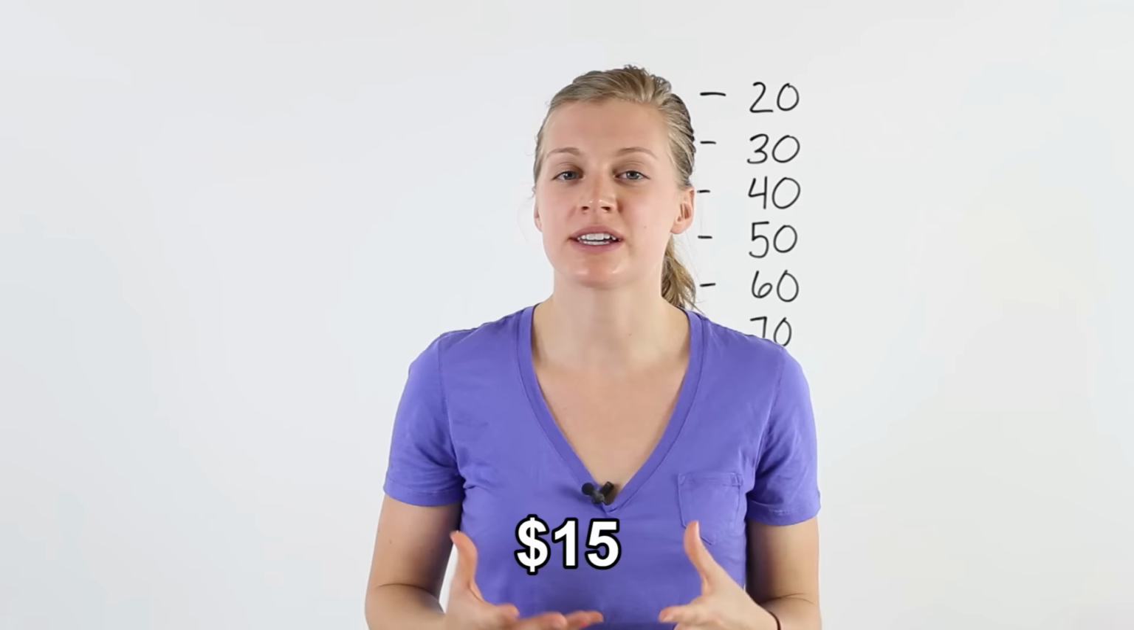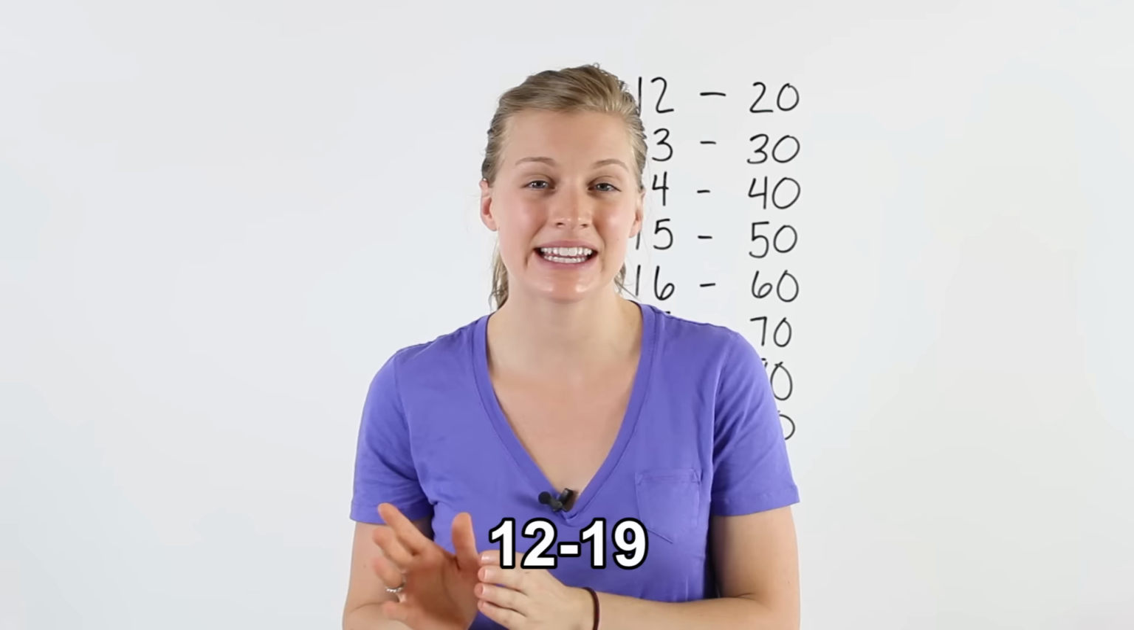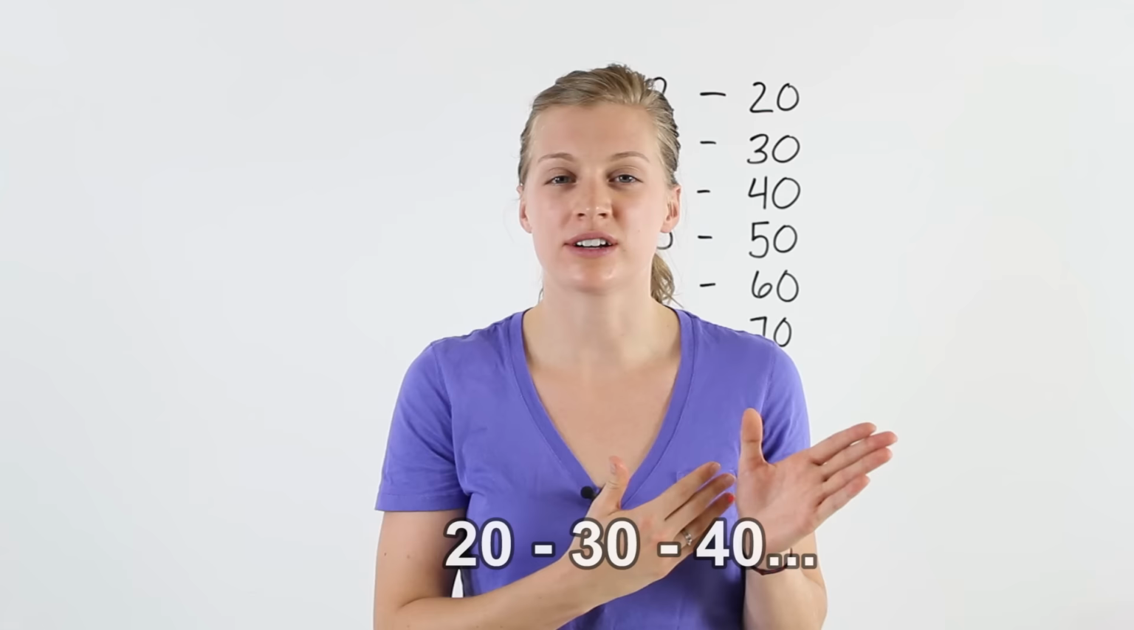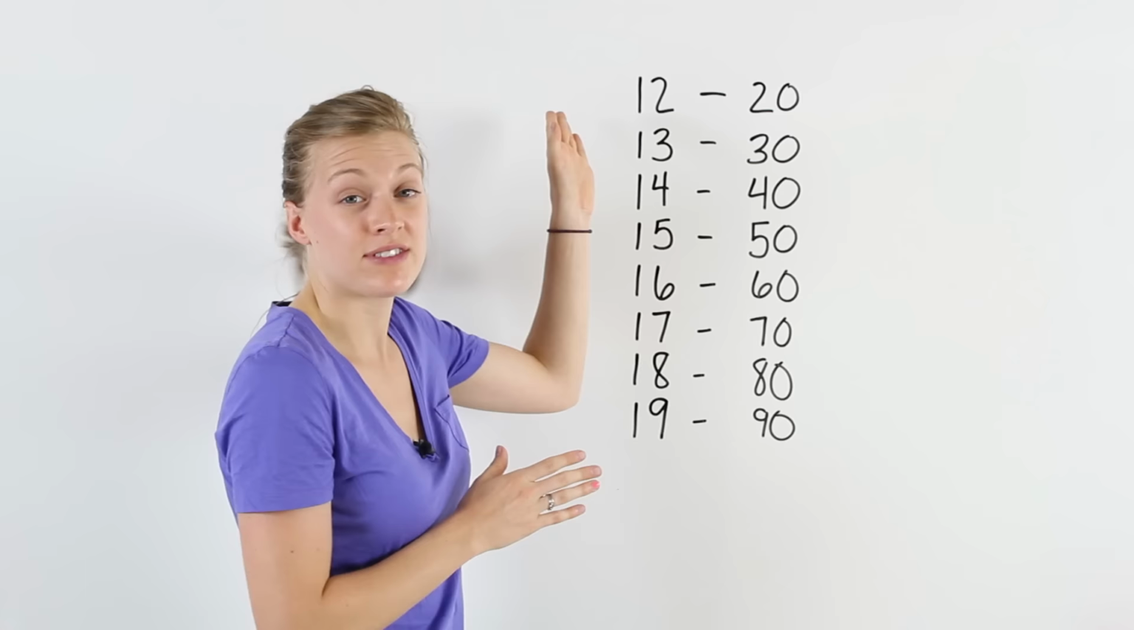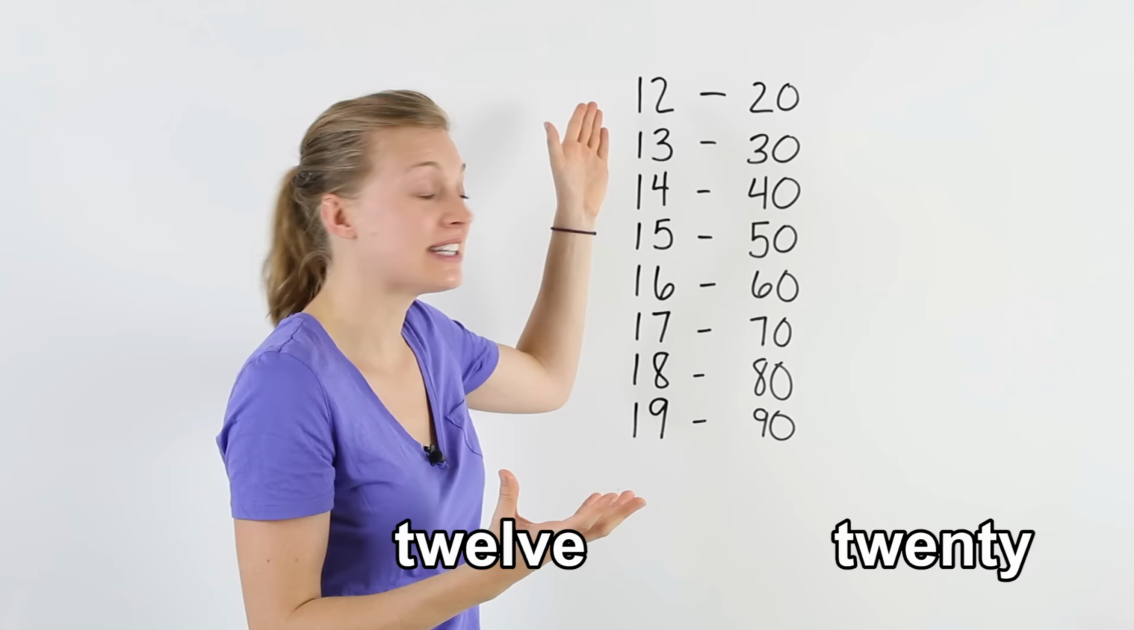So I have noticed while being in Korea that some Koreans have trouble sounding out the difference between the teen numbers from 12 to 19 and the tens, like 20, 30, 40. So let's look at the board so you can see the differences. Here we have the number 12. And here we have the number 20. But sometimes Koreans pronounce 12 like 20.